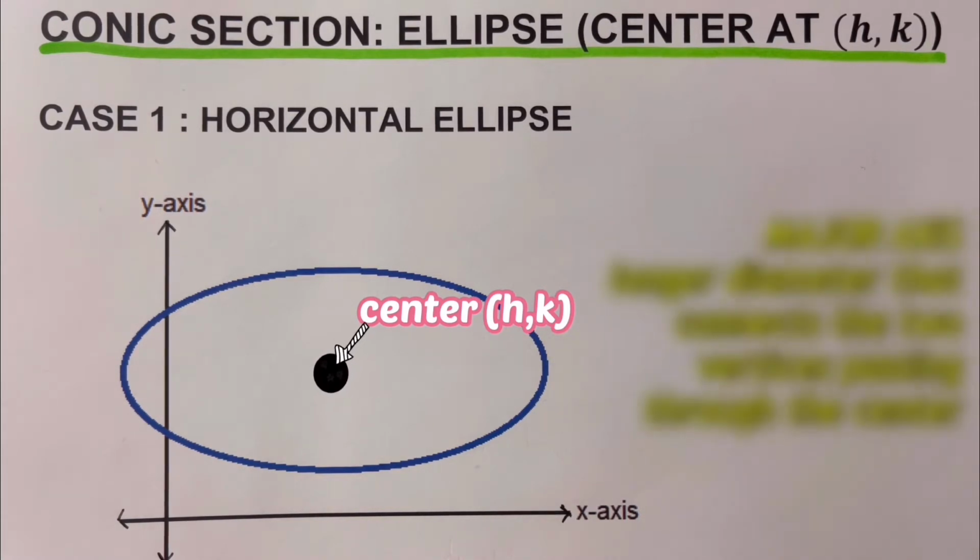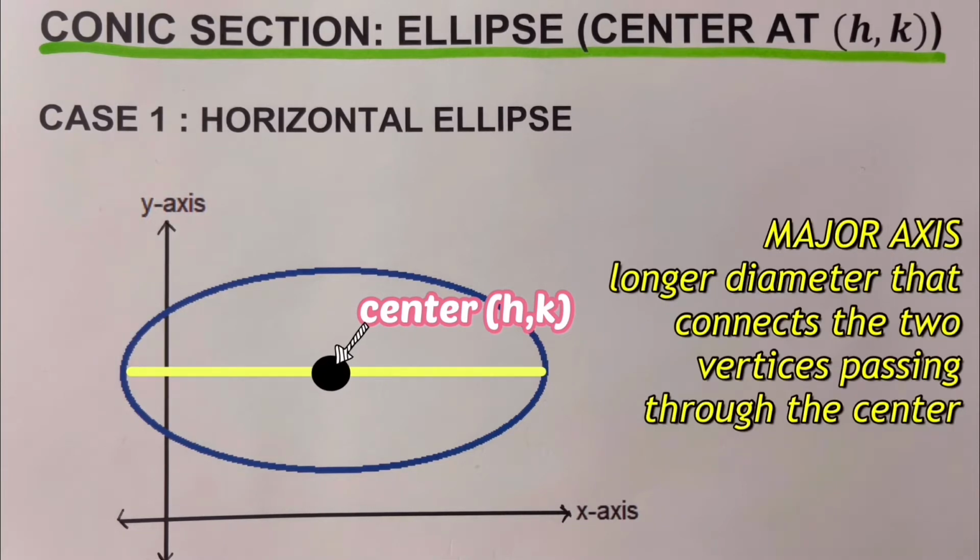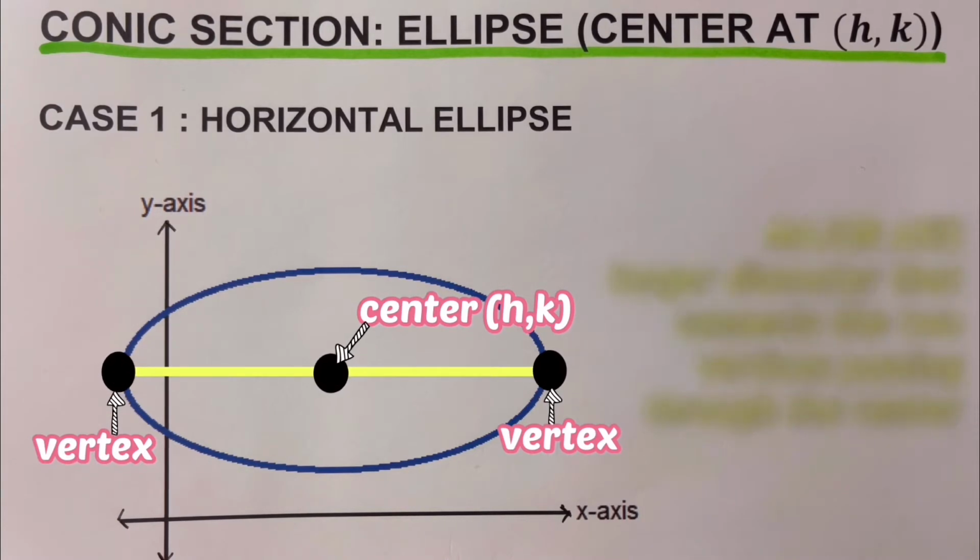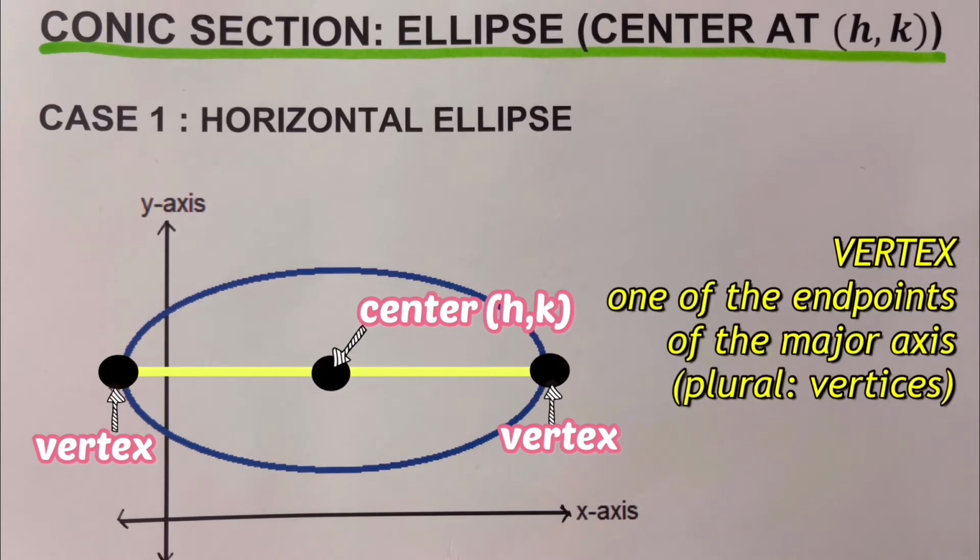Another part is the major axis. The major axis is the longer diameter. This is the line segment that connects the two vertices passing through the center. So on both ends of the major axis is the vertex. A vertex is the end point of the major axis, and there are two of them. So we call them vertices.